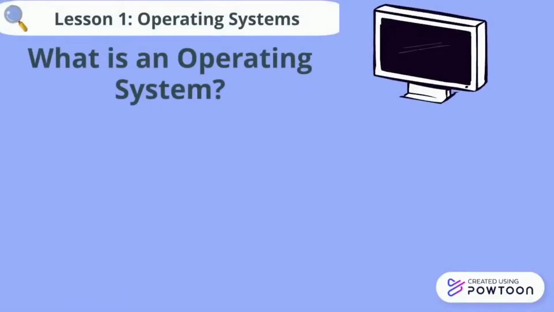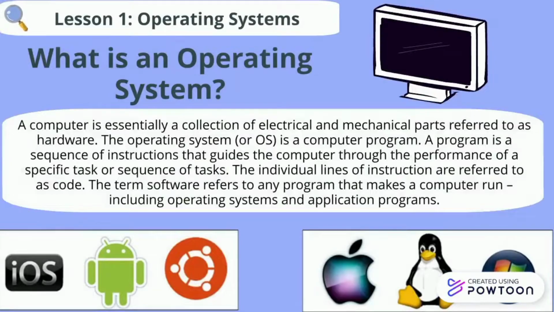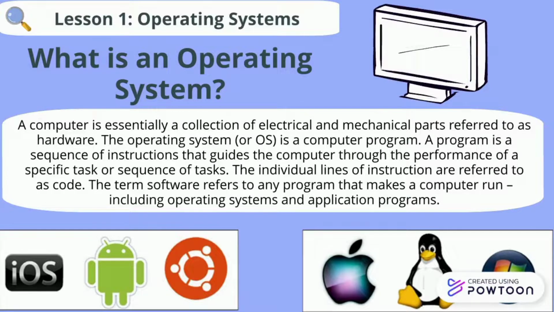What is an operating system? A computer is essentially a collection of electrical and mechanical parts referred to as hardware. The operating system, or OS, is a computer program. A program is a sequence of instructions that guides the computer through the performance of a specific task or sequence of tasks. The individual lines of instruction are referred to as code.